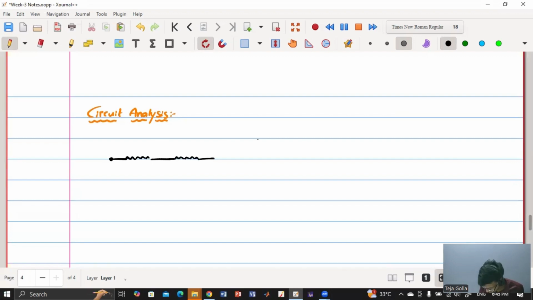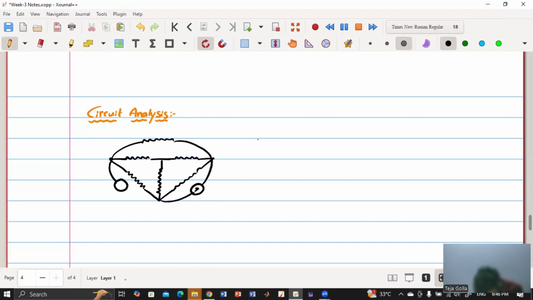So two resistors, and then another resistor here, and another resistor here, and another resistor here, then voltage sources, and one resistor here, one current source, and another current source. So how do we have to identify nodes?